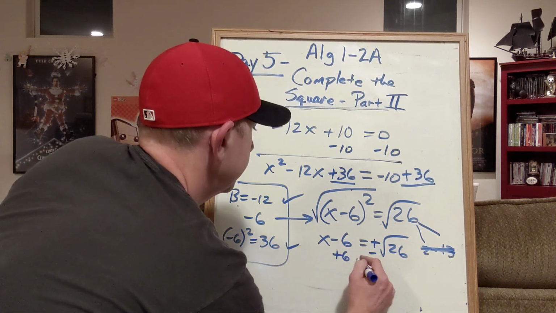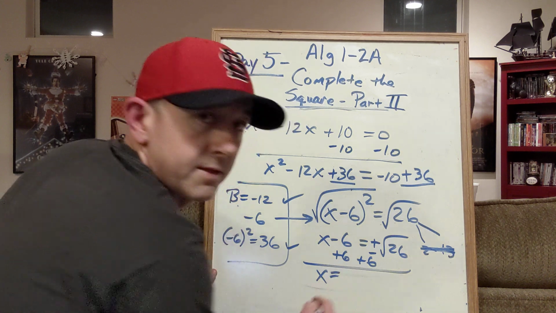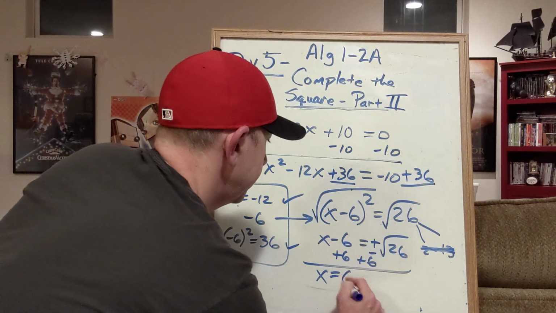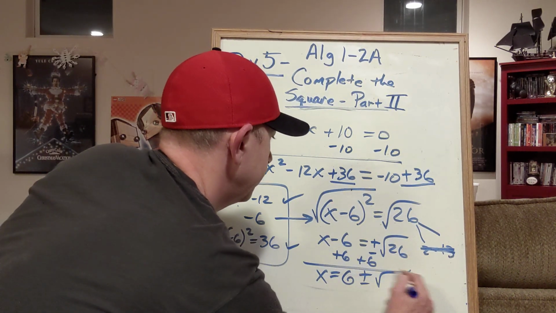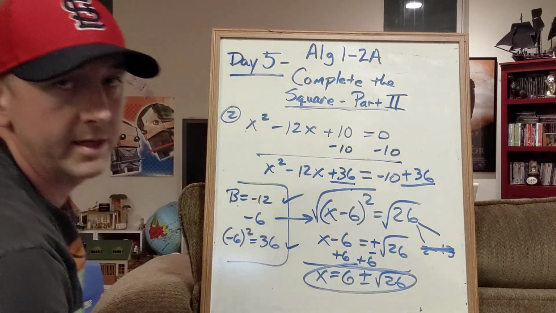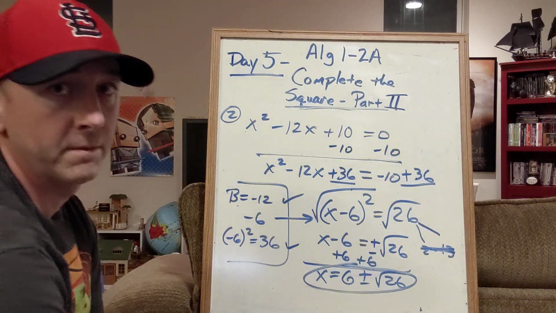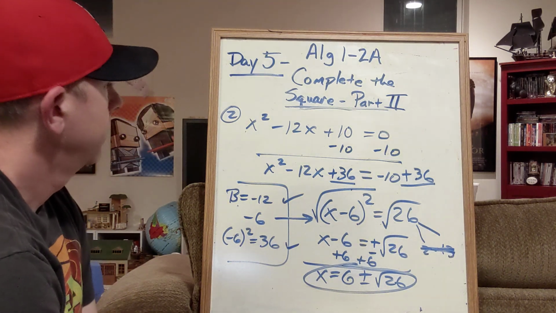But we add the 6. I cannot do anything else to combine like terms, so my answer ends up x equals 6 plus and minus radical 26. And that's it. Even though we could get a decimal with the calculator, we're going to leave it in simplified radical form. So there you go.